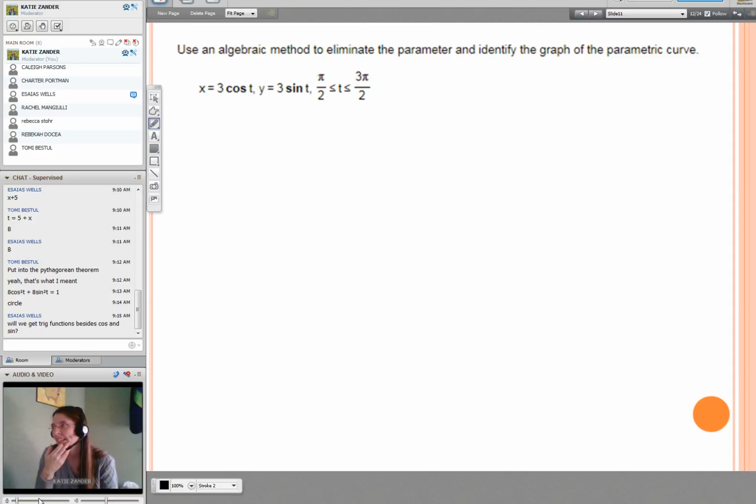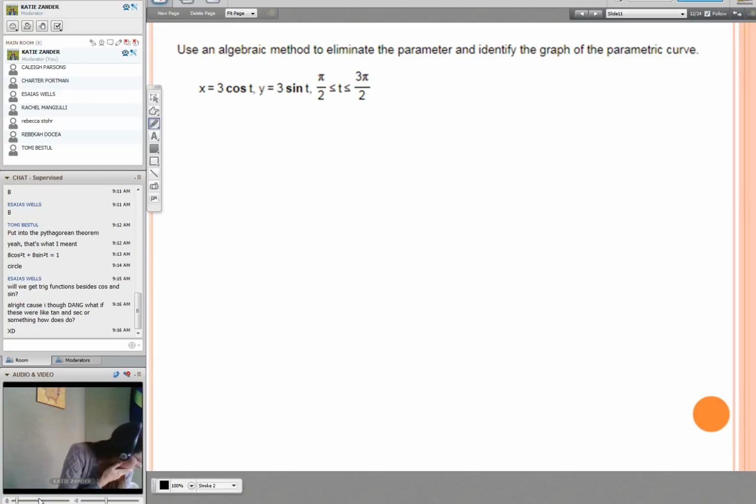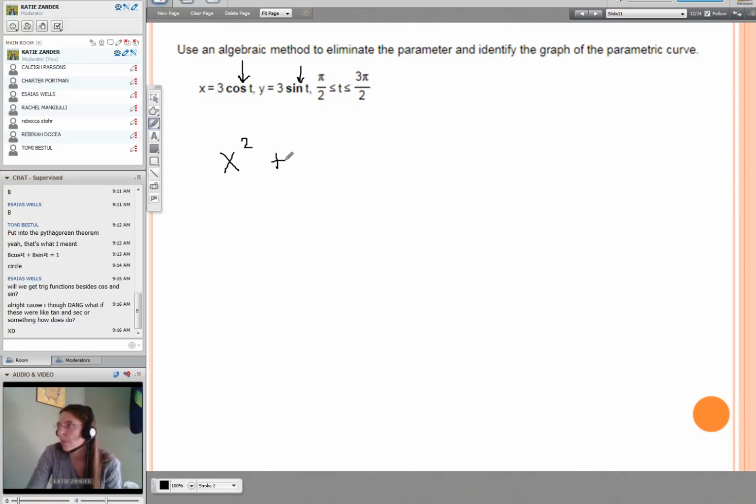All right, how about this one? Oh, hold on. It says use an algebraic method to eliminate the parameter and identify the graph of the parametric curve. This one's going to be very similar to the last one we just did, right? So you can probably already see the circle that's going to be forming here. So we know that there's going to be an x squared plus y squared. Any guesses what the radius squared is going to be, or what the radius might be?